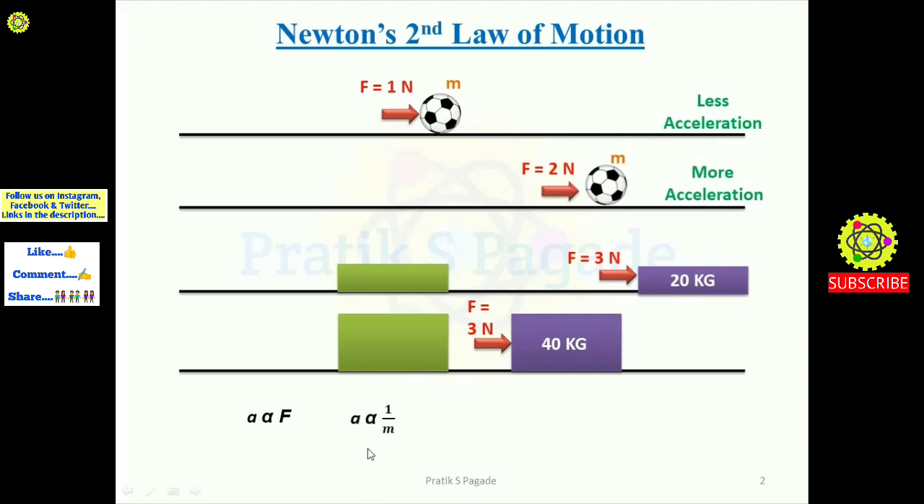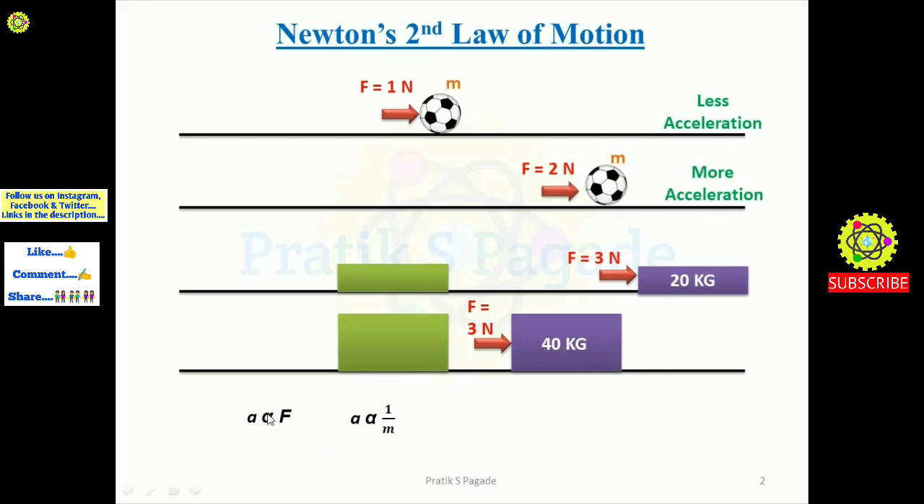Second, here acceleration is inversely proportional to mass. As you can see here, acceleration is proportional to 1 upon m, that is, acceleration is inversely proportional to the mass. When mass is less, we get more acceleration. When mass is more, we get less acceleration.